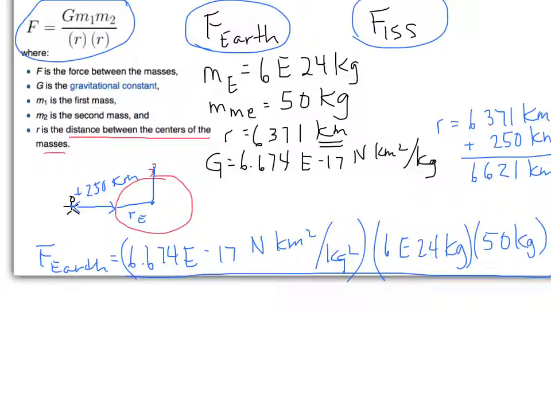And now we're going to divide that by our R value. And so if we're looking for the force when we're standing on the Earth, we're just using the radius of the Earth. And so we have 6,371 kilometers times 6,371 kilometers. Check our units: kilometers times kilometers, kilometers squared; kilograms times kilograms, kilograms squared. So we'll be left with units of just newtons.